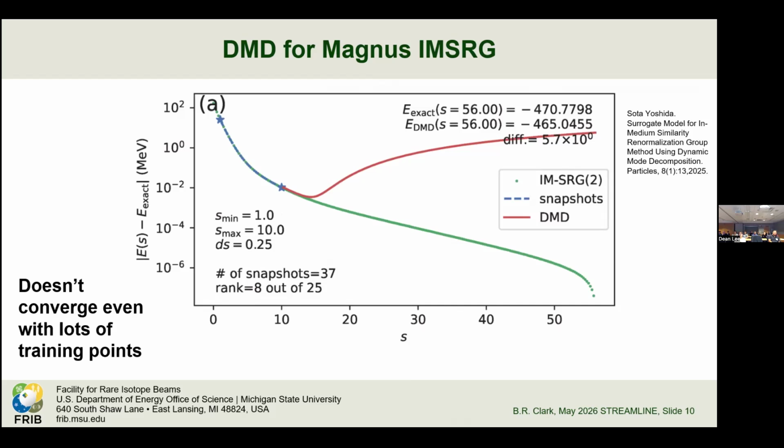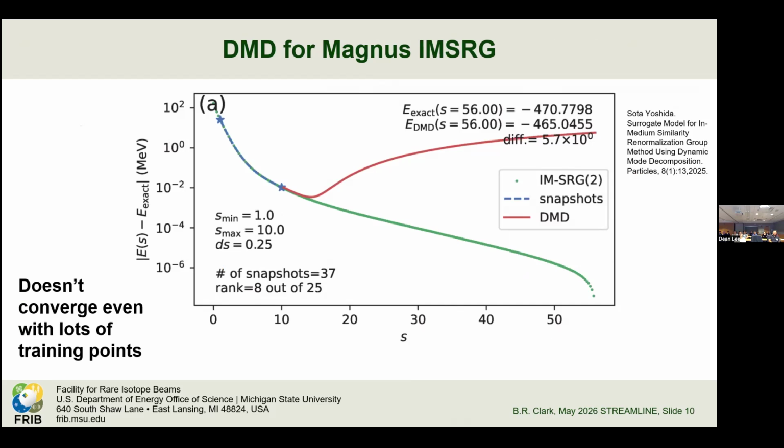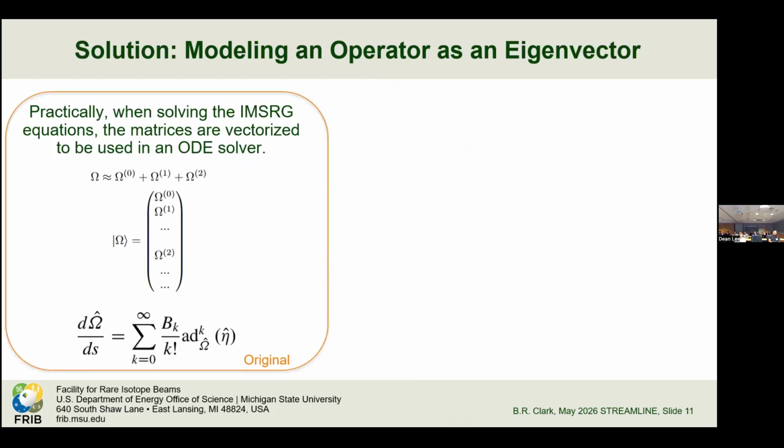So this is a plot trying to do kind of the same thing here. But this is the difference in your energy as a function of S, right? And you can see that even if I give a lot of data, like the first 10%, 20% of the flow, it still diverges if we try to extrapolate at all. And that's a problem. So we're trying to find a new emulator that will work for this problem.